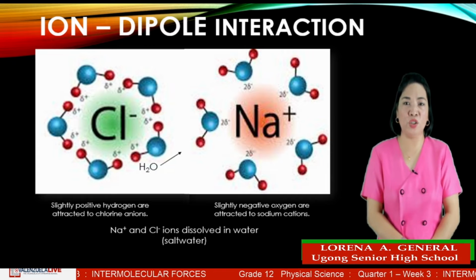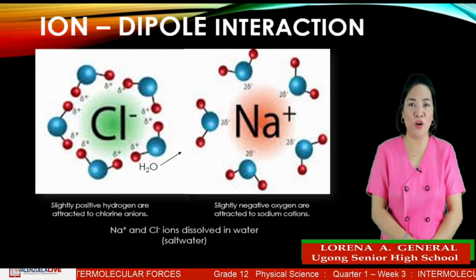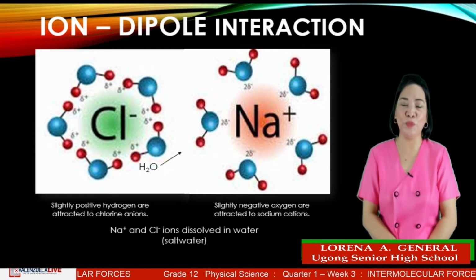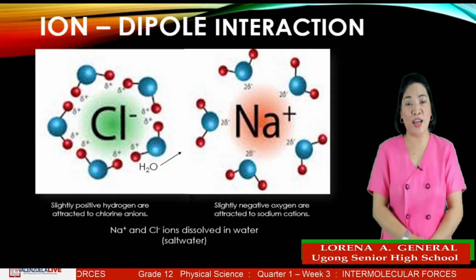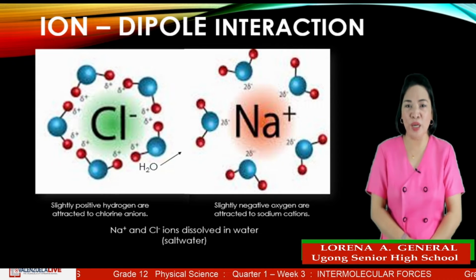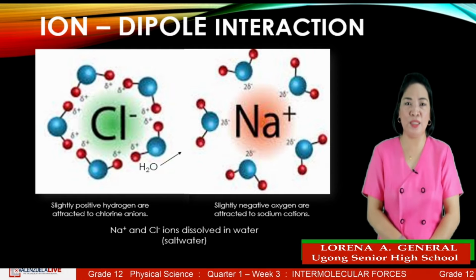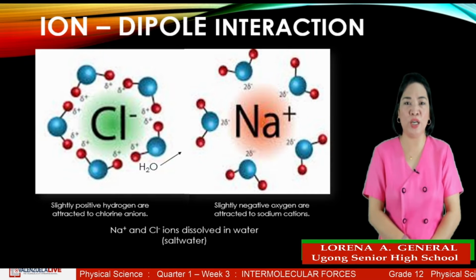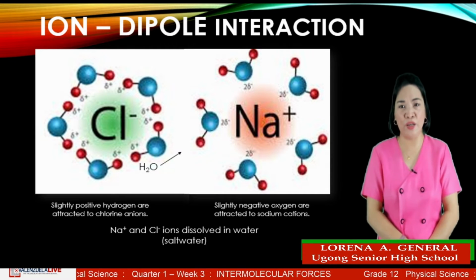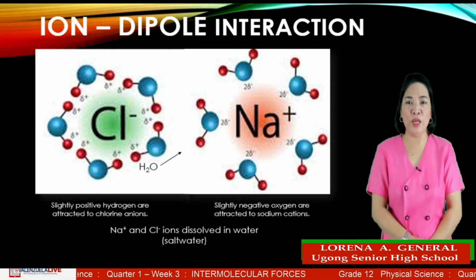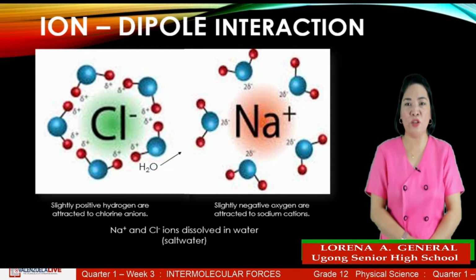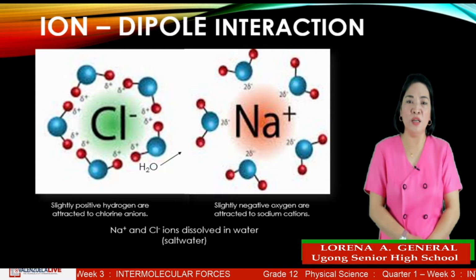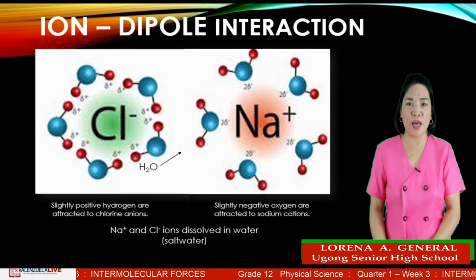An example is sodium and chlorine ions that dissolve in water, or what we call a salt water solution. There are two attractive forces in ion-dipole. First, between an anion and the partial positive end of a polar molecule. An example of this is a slightly positive hydrogen that is attracted to chloride ions. And number two, it is between a cation and the partial negative end of a polar molecule. An example of this is a slightly negative oxygen that is attracted to sodium cations.